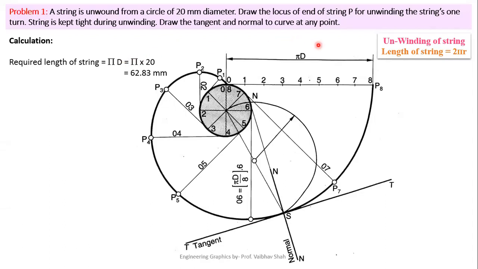So now let us first define our assumptions. So first assumption is we are unwinding the string. So this is unwinding of a string case. Now here the length of the string is exactly equal to the circumferential length. It may be less than your circumferential length or it may be greater than your circumferential length.